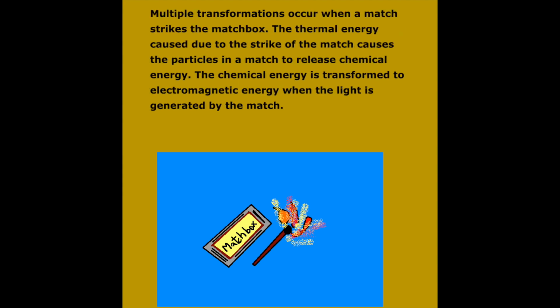Multiple transformations occur when a match strikes the matchbox. The thermal energy caused by the strike of the match causes the particles in the match to release chemical energy. The chemical energy is transformed to electromagnetic energy when the light is generated by the match.